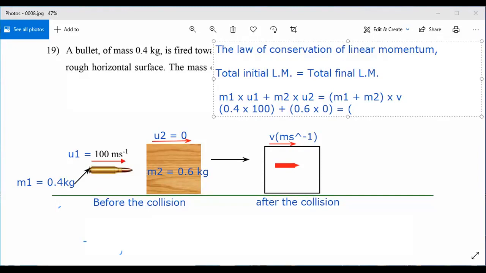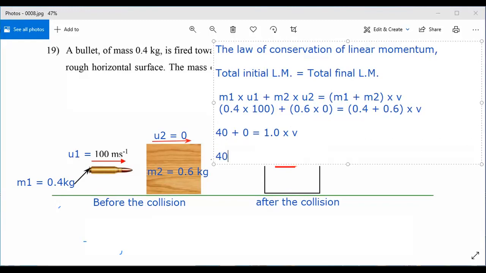M1 is the mass of the bullet, 0.4, plus M2, the mass of the block, 0.6, into the velocity of everything after the collision, which is V. So 0.4 into 100 is 40. Just multiply and check. I'm not going to teach O level maths here. 0.4 into 100 is 40, plus 0.6 into 0. 0 into anything is 0. Equals 0.4 plus 0.6 is 1.0 into the velocity v, right?